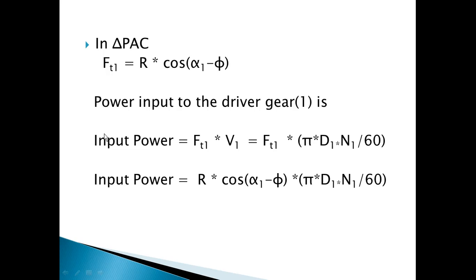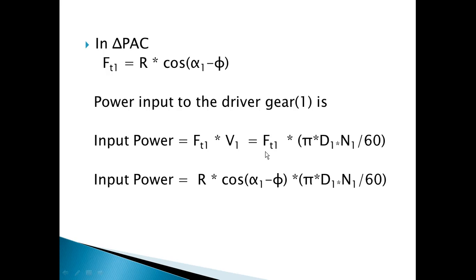Okay, now what is the power input? Power input is nothing but tangential force into the pitch line velocity. So input power can be calculated as the input tangential force FT1 into the pitch line velocity of the input gear, the driving gear. So FT1 into V1. Can I write V1, that is the pitch line velocity, in terms of pi d n by 60? So I simply write down the velocity value, the pitch line velocity, or we may also say rolling velocity, in terms of pi d n by 60.